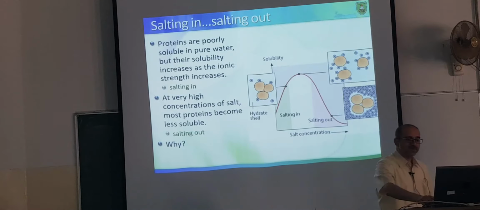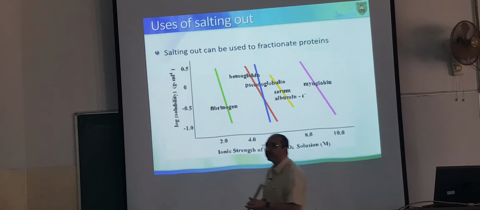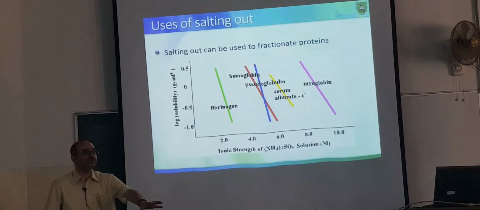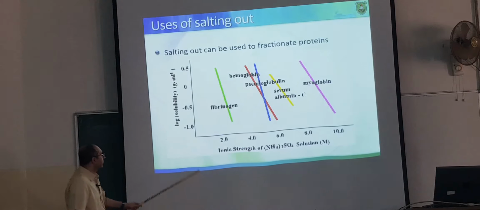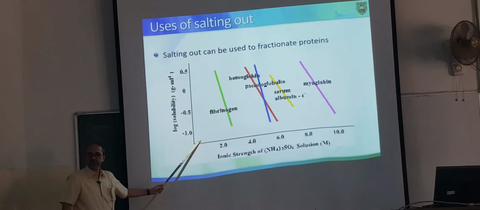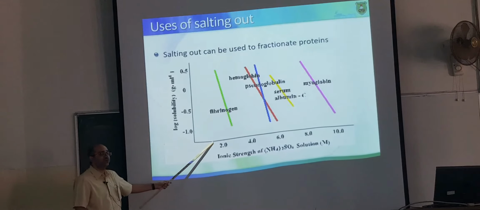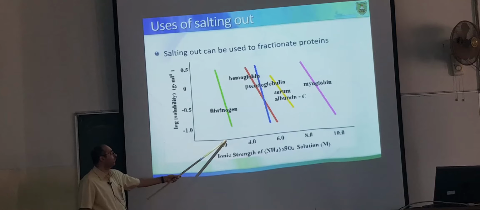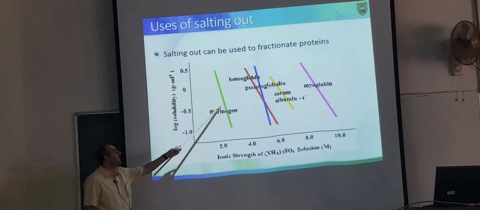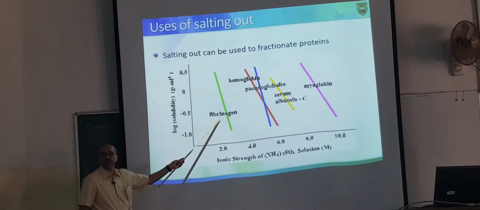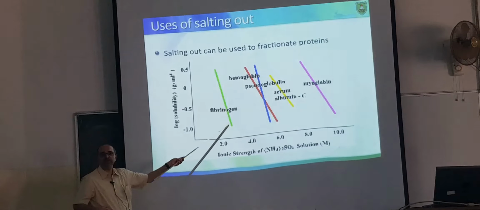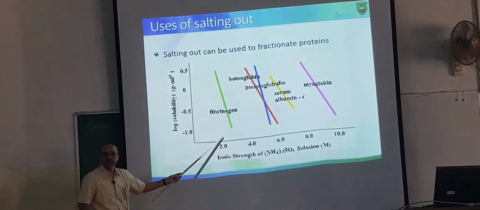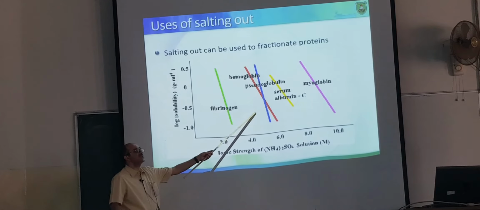This is the concept, this is the explanation. And it turns out that proteins have different solubilities at different concentrations of salt. So, all proteins are soluble at very low concentration of salt. If you keep on increasing salt concentration, and we're talking about ammonium sulfate in this case, if I have about 2 molar of ammonium sulfate, this protein, fibrinogen, which is a plasma protein found in our blood, precipitates. But all the other proteins are still soluble.